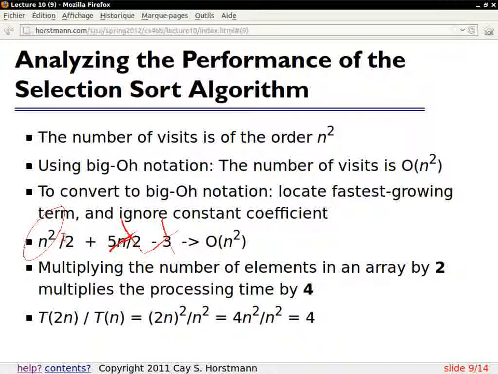Later on, we're going to see some other things where we have logarithms and exponentials. Then we have to think harder what to keep and what to drop. But right now, for polynomial growth, you look at the highest power, you throw away everything else. So what we say is that selection sort is an O of n squared algorithm. And so the n squared says when you double the input, then you quadruple the time. When you triple the input, then the time goes up by a factor of 9, and so on.